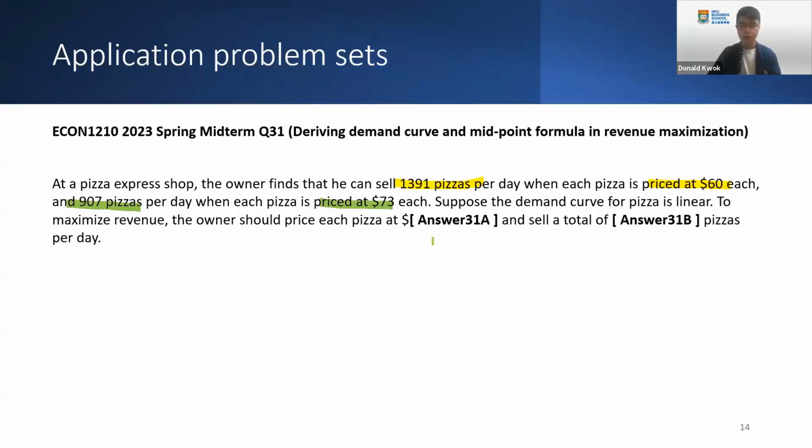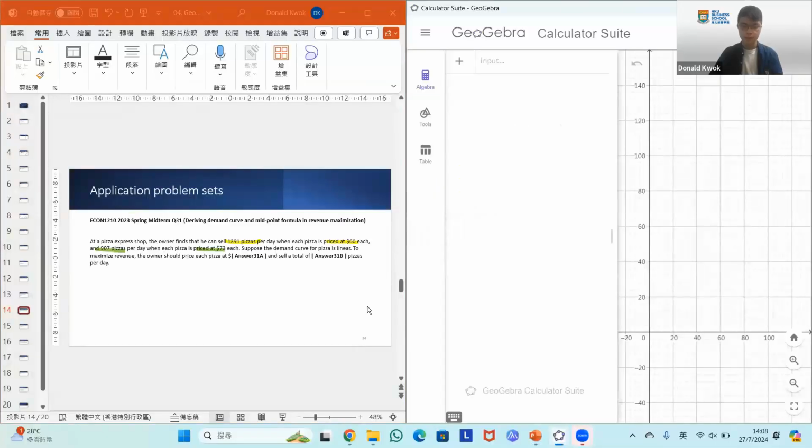So how can I do that? I would like to introduce a functionality in GeoGebra to help us quickly derive the equation of the straight line passing through these 2 points. All right, so how can I derive the equation passing through these 2 price quantity pairs? Let's type the 2 points in GeoGebra first.